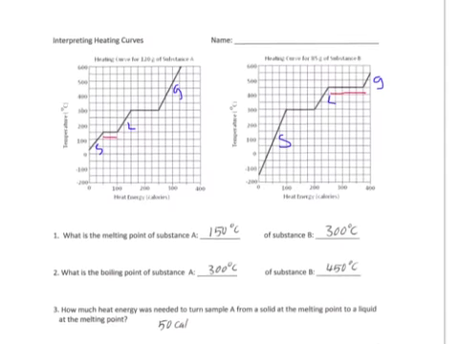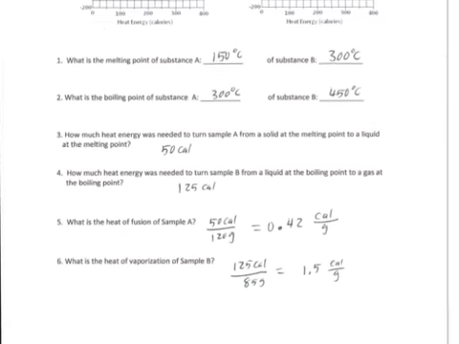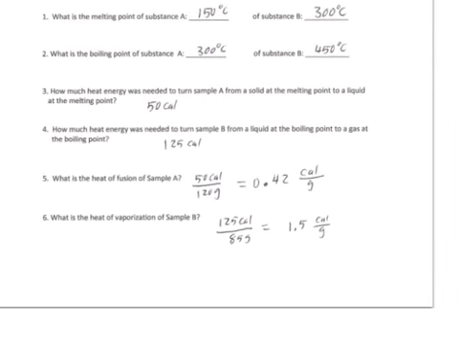If I look up here, I see that the sample I made this heating curve for was 120 grams. So I take the 50 calories needed to melt it and divide it by 120 grams, and that gives me 0.42 calories per gram. So you had to add 0.42 calories to every gram of crystals in order to get it to melt.